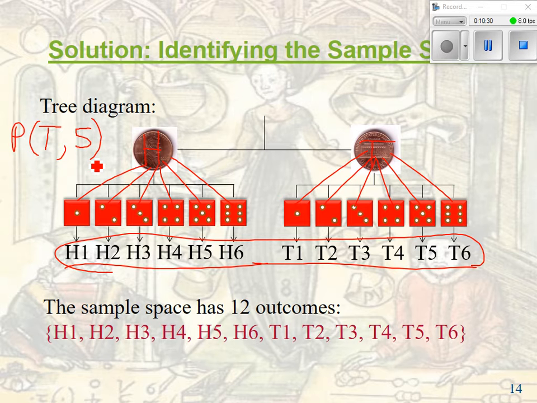So if I said, what's the probability of getting a tail and a 5? For whatever reason, we want to flip a tail and get a 5. How many times does T5 show up in our sample space? 1. So it's 1 out of how many total? 12. So it would be 1/12.